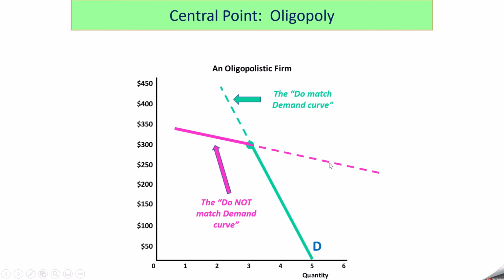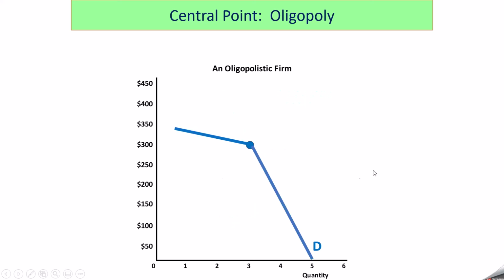Here's the do not match demand curve, right? They leave you out to dry here, so you use this part of the demand curve if you increase prices, $300 being the prevailing price. And if you lower prices, this is the do match demand curve. So they go on up here and out here, but we don't need these parts, at least not for this Central Point video. We just use this part, and those two come together to form that one demand curve, which is kinked in the middle.